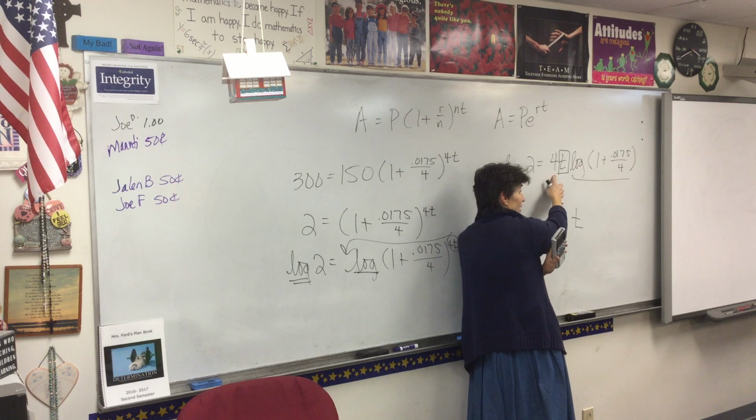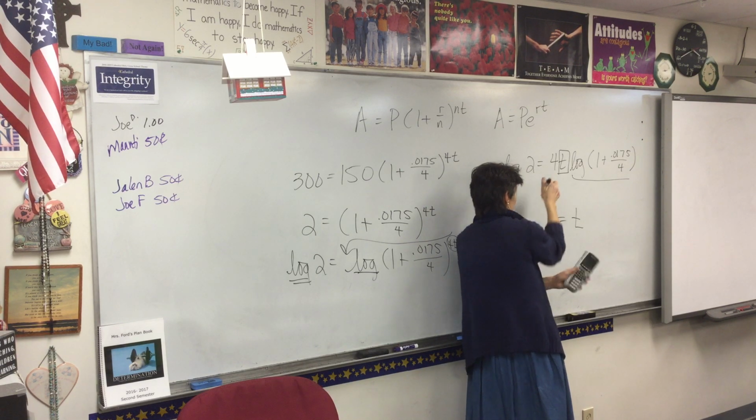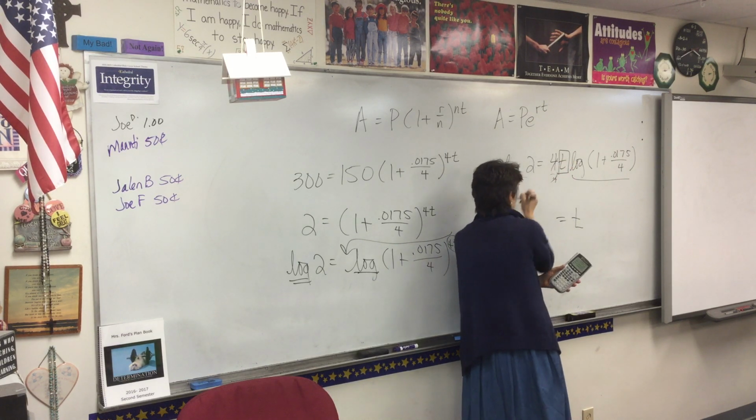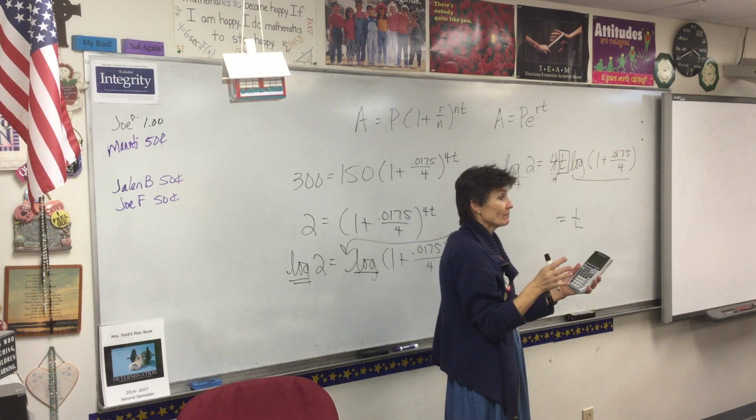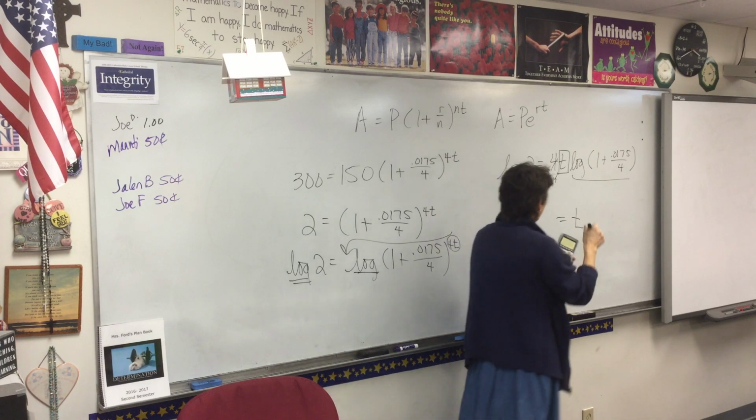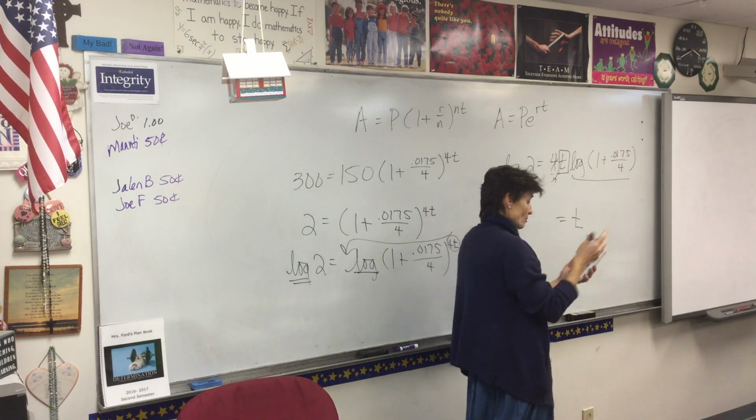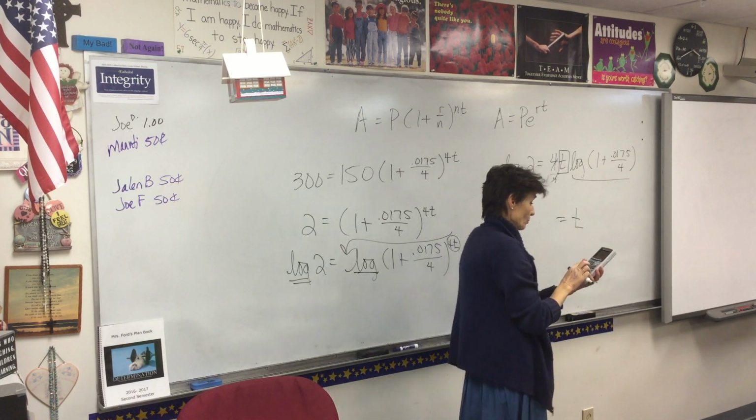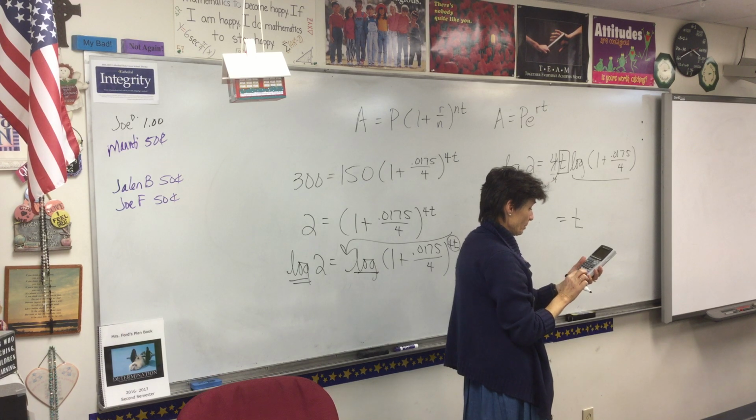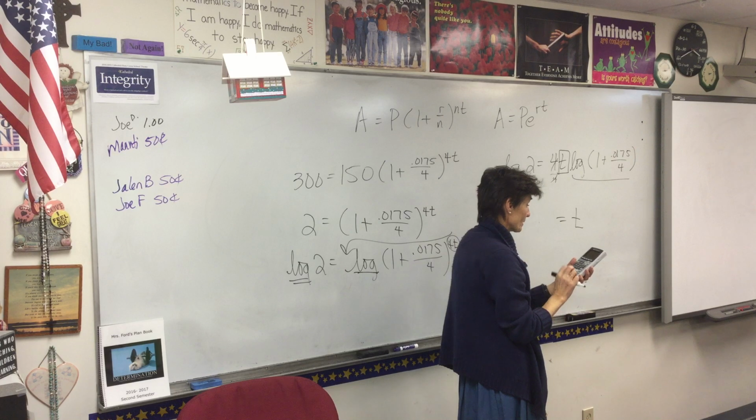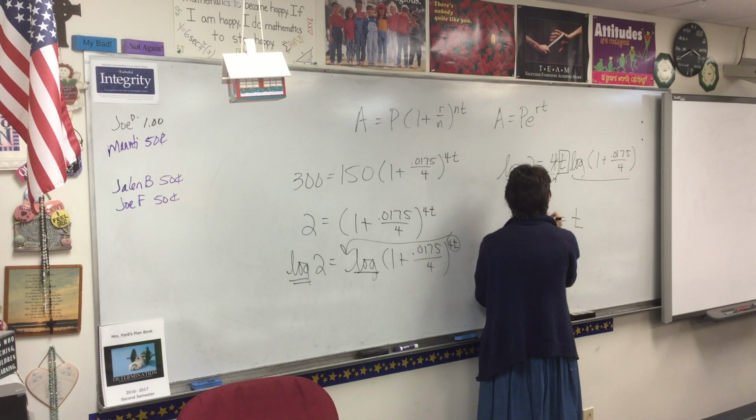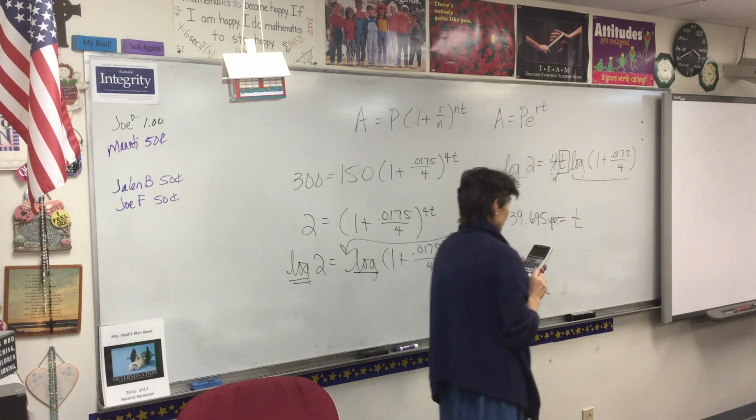Now, I need to divide by 4. So I'm just going to say divided by 4. Okay, so that's gone. I divided it by 4. So now I have 0.075. Yes. Now I need to divide it. So I'm just going to hit divided by this guy right here. Log of 1 plus 0.0175 divided by 4. And the answer is 39.695 years. Yep.